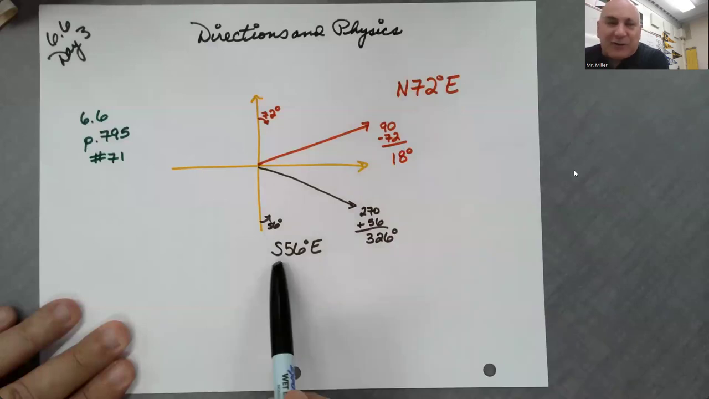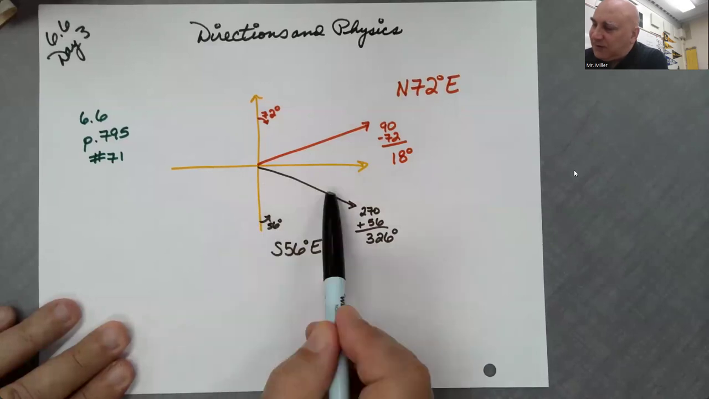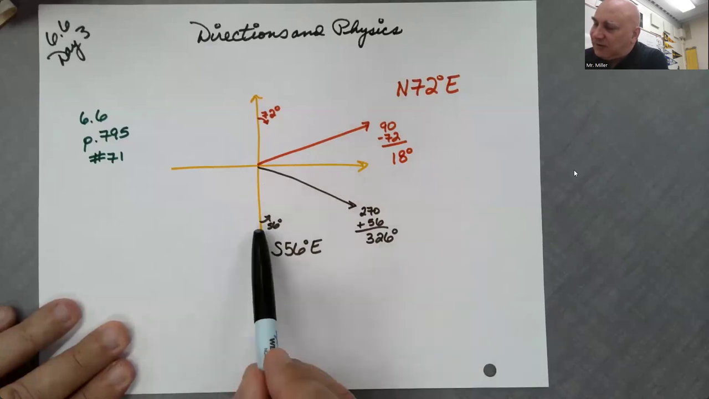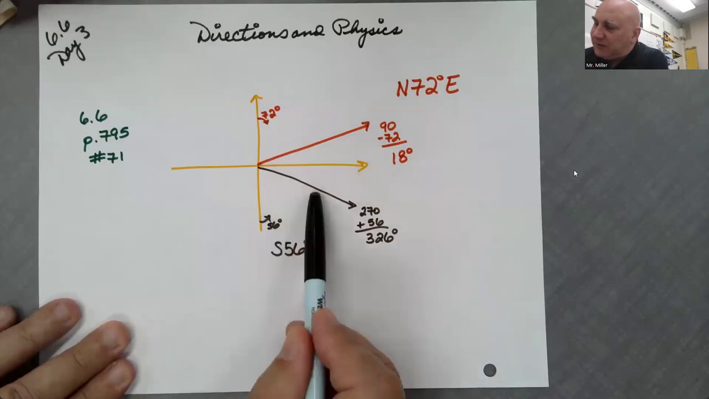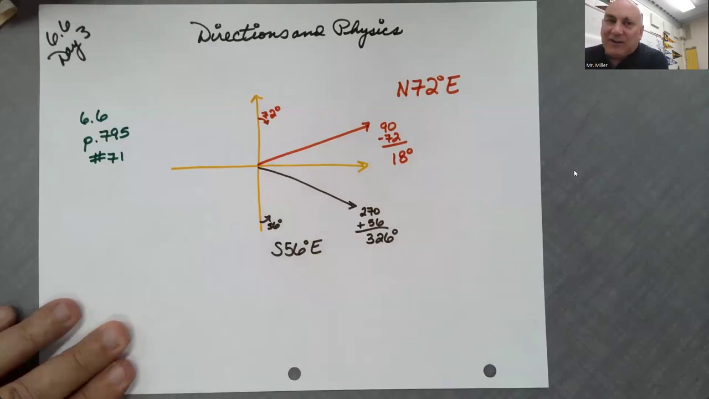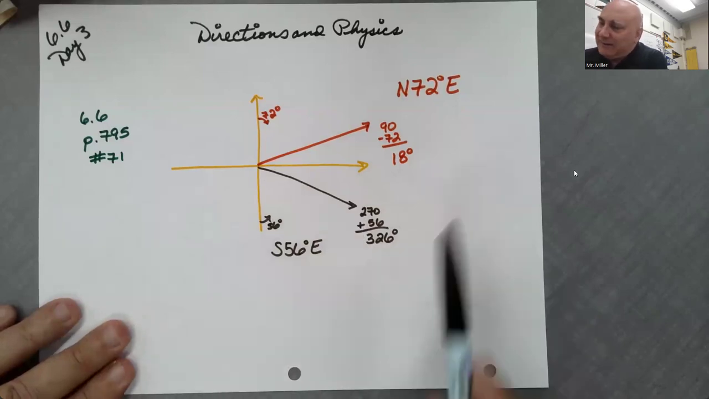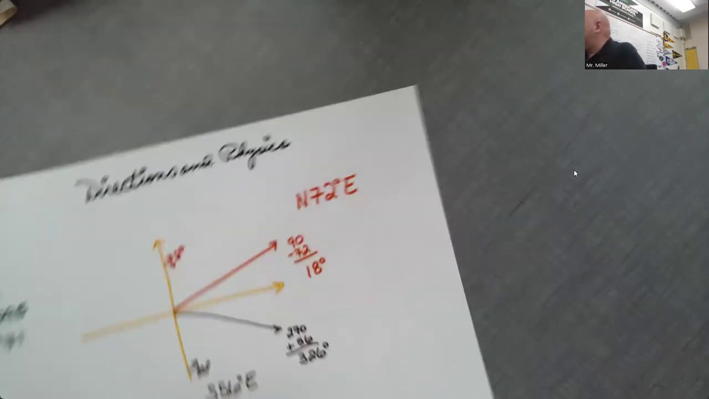There was also south 56 degrees east. When we went south and we pivoted 56 degrees east, that's 270 degrees of south. And then going in the positive direction, another 56 degrees, that's a direction of 326 degrees. That's how you read these types of directions in the problems.